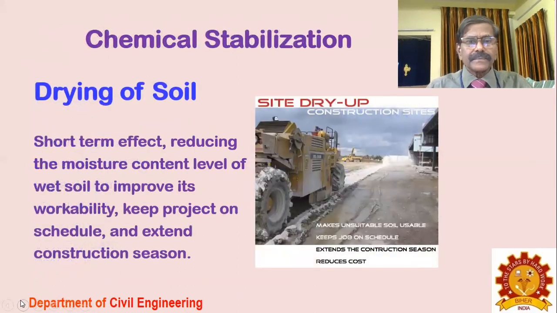So when you do chemical stabilization, obviously you have to do the drying of the soil. The short-term effect is to reduce the moisture content of the wet soil to improve its workability, keep the project on schedule and extend construction seasons. So, as I said in the beginning, the moisture content is very important. Drying of the soil is very important when you want to go for chemical stabilization. You reach the optimum moisture content, then you go for chemical stabilization, which is very important to have a sound soil as a sub-base.